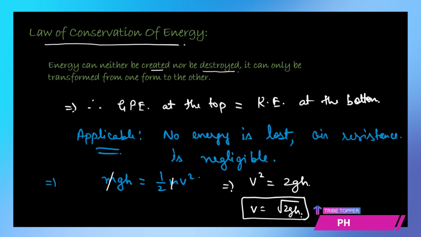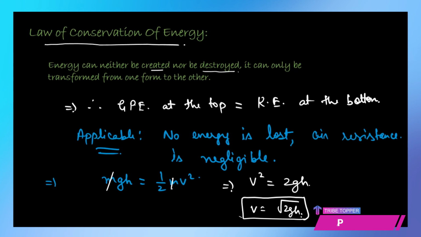Or if you know the velocity with which something is thrown up, then you can find the height up to which it will go, because all the kinetic energy at the bottom will be converted into gravitational potential energy at the top. So you will again end up equating the two energies. So you can find v if you know h, or you can find h if you know v. This law of conservation of energy is very, very important, and we often use it. So do not forget to apply this law, but only when energy is not lost or air resistance is negligible.